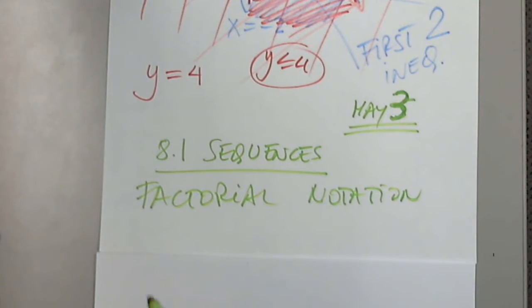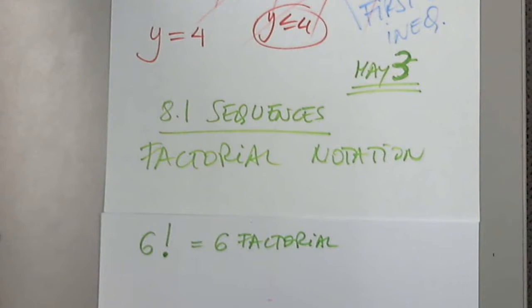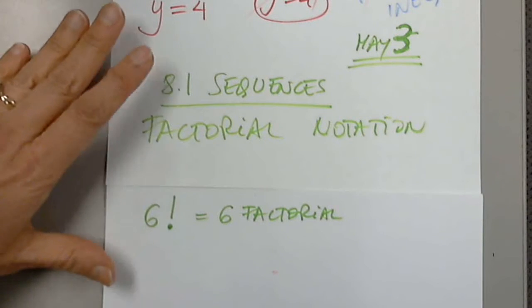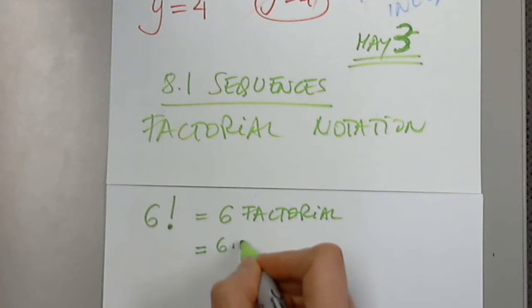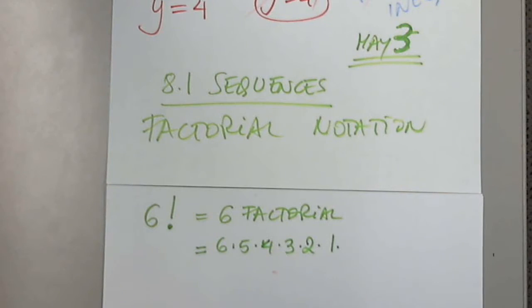Okay, so for example, 6 with the exclamation mark is read 6 factorial. It's a useful notation. However, we're not going to do much with it, unfortunately. It's going to be part of a next course, which you may or may not need. But we're just looking at the basics right now. What does this mean? It means 6 multiplied by 5, multiplied by 4, multiplied by 3, multiplied by 2, and multiplied by 1.